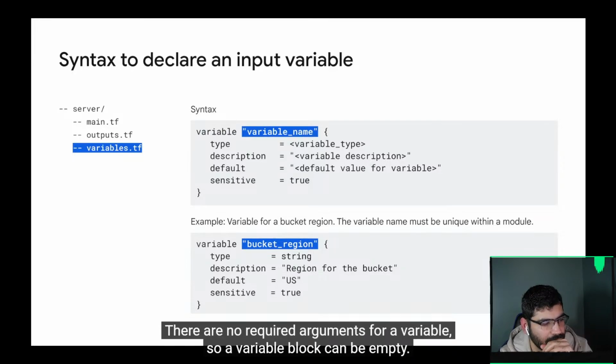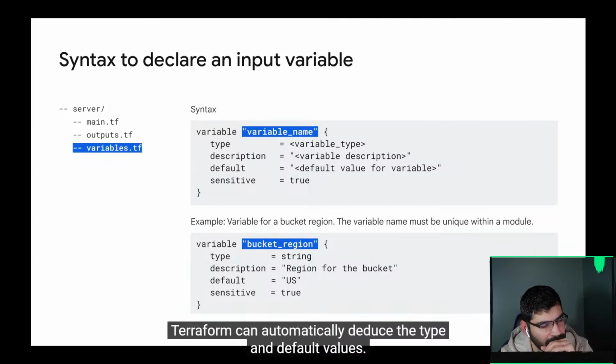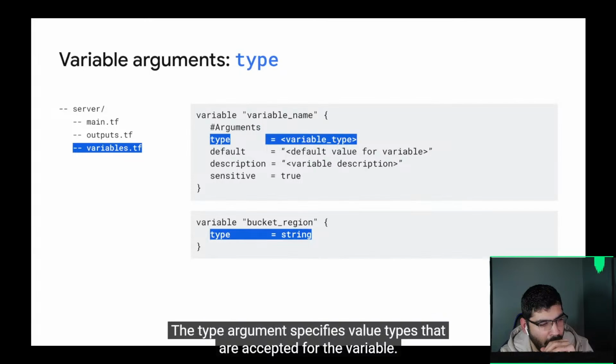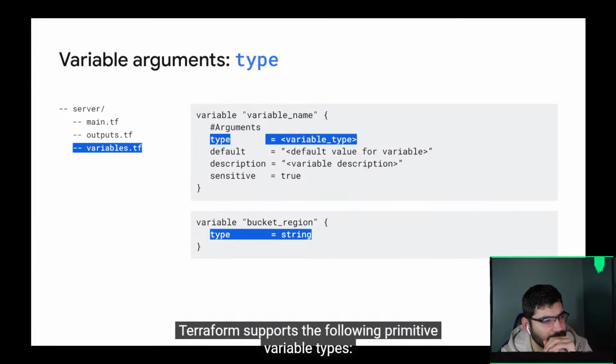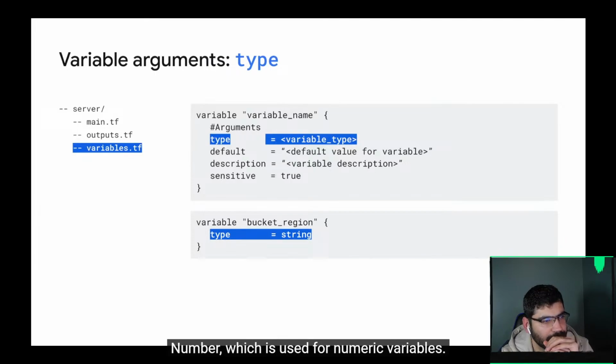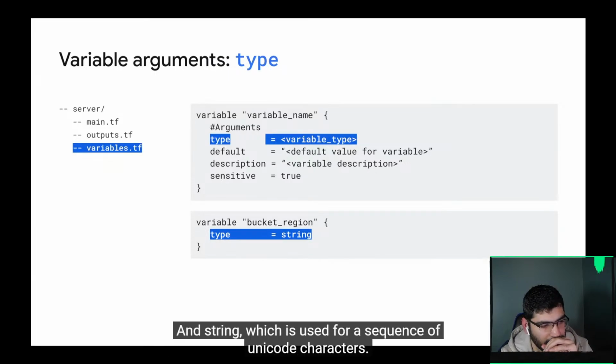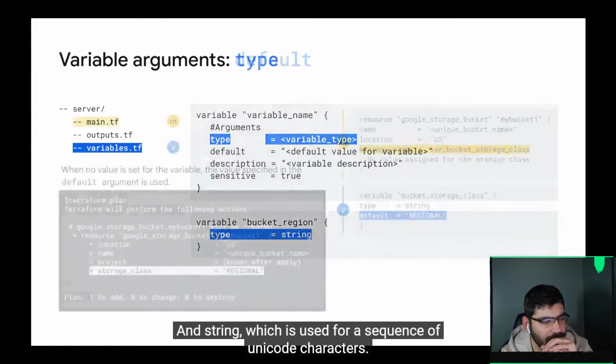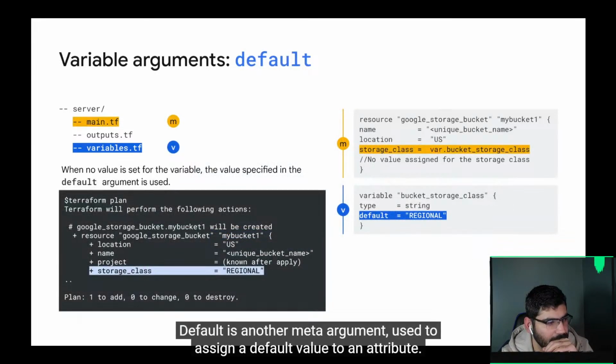There are no required arguments for a variable, so a variable block can be empty. Terraform can automatically deduce the type and default values. The type argument specifies the value types that are accepted for the variable. Terraform supports the following primitive variable types: bool, which is used for binary values such as true or false without the quotes; number, which is used for numeric values; and string, which is used for a sequence of Unicode characters. Default is another meta argument used to assign a default value to an attribute.